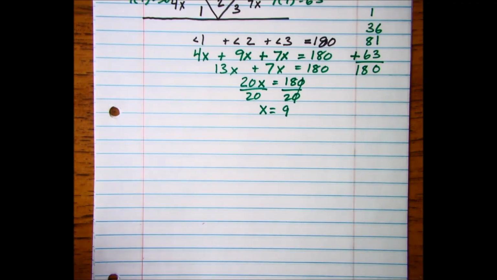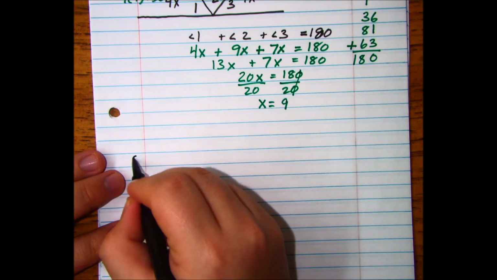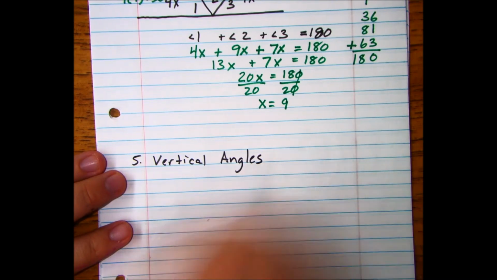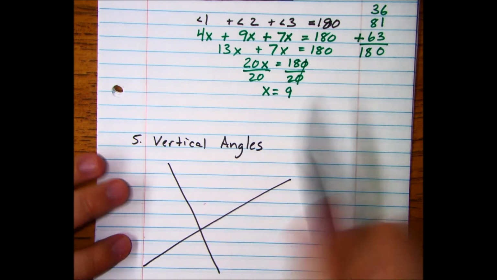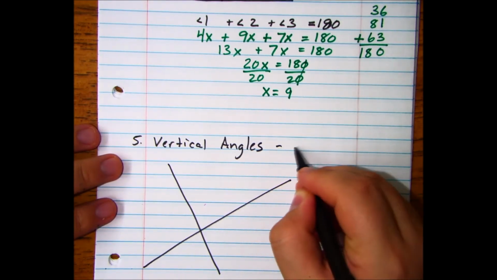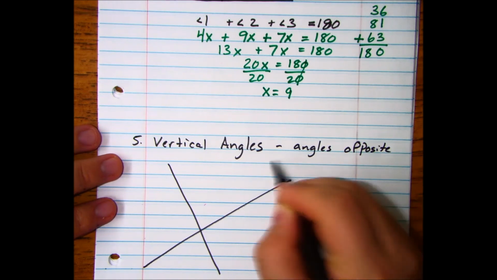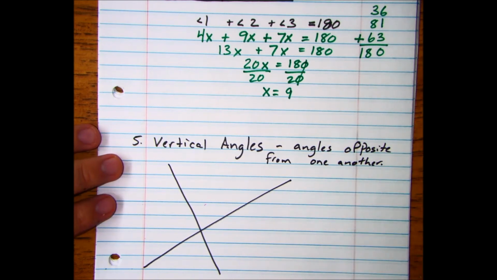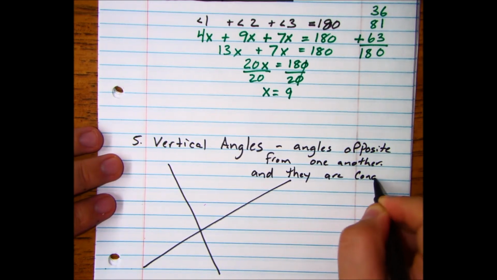Now, there is one more relationship, and it is known as vertical angles. Vertical angles are essentially angles opposite from one another, and they are congruent.